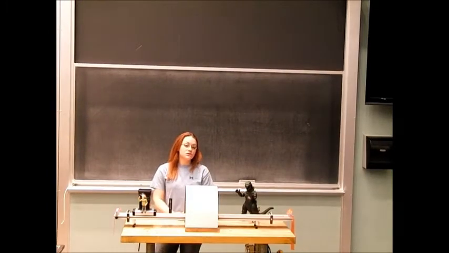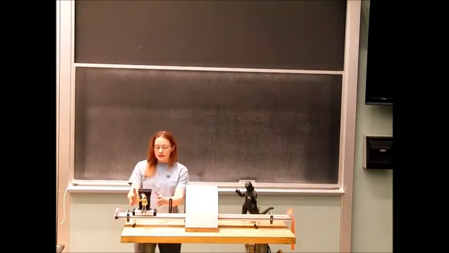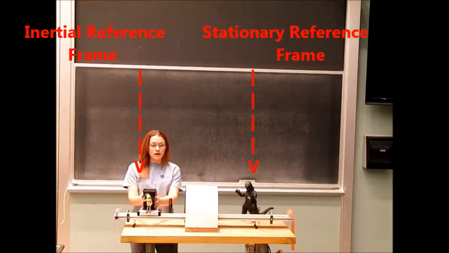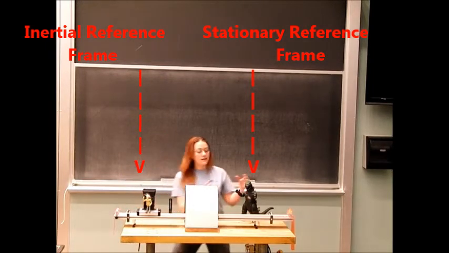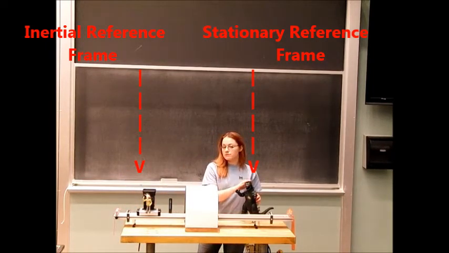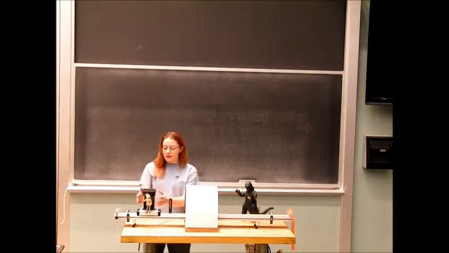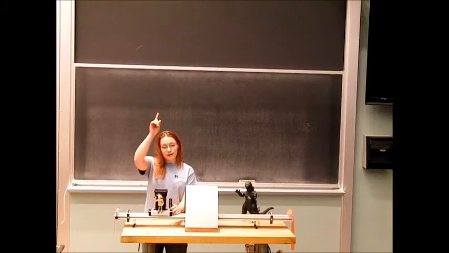This demonstration is used to show you relative motion. We have two observers, one that is on our moving cart, and then a stationary observer that will be observing the exact same event. On this cart, we're going to have Einstein throw a ball straight up and straight back down.